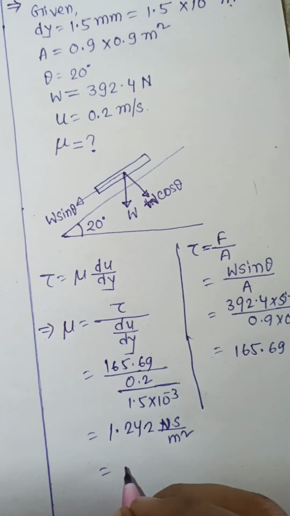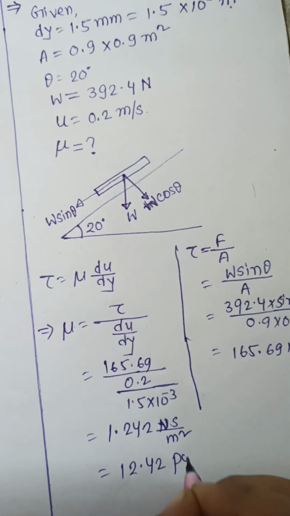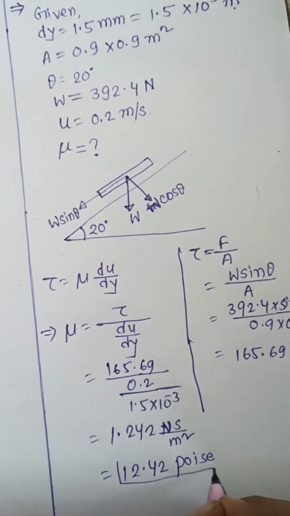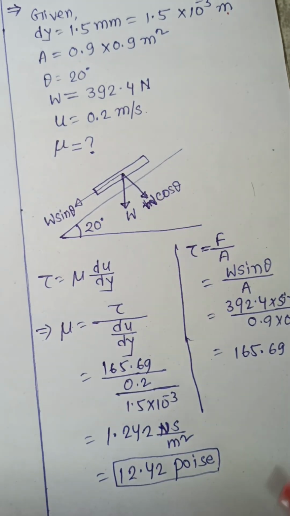If you want to convert this into poise, just multiply it with 10. So the answer will be 12.42 poise. So this will be our answer.